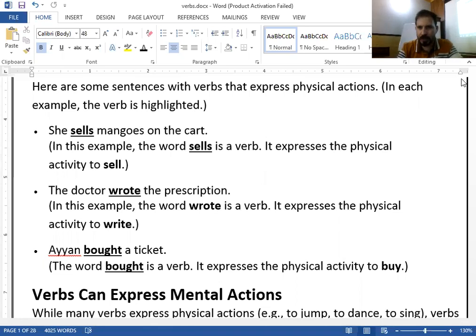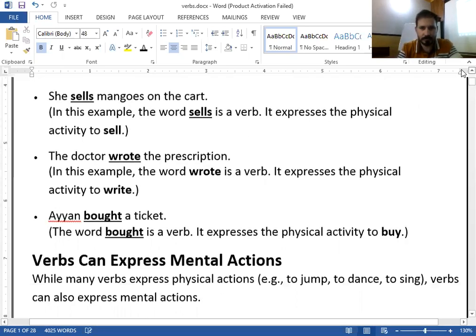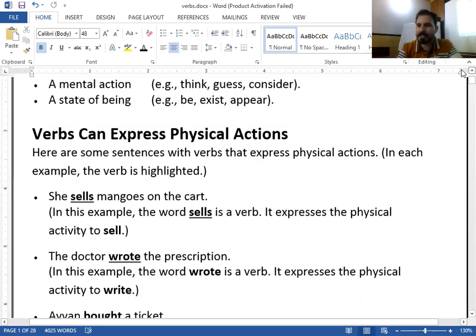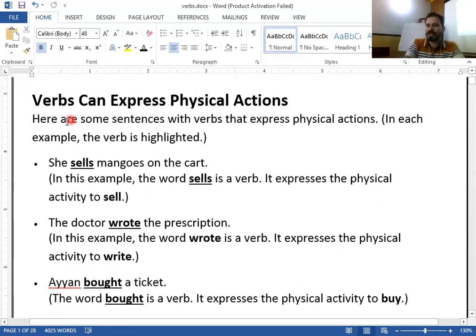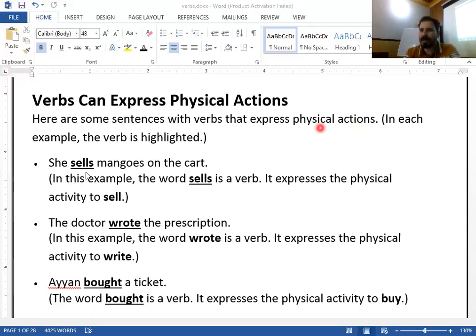Let me show you here. It can express the first one, physical actions. Clear? Let's take the first one. Here are some of the examples. As I said, the first thing. She sells mangoes on the cart. She sells what? Mangoes. Selling is what?